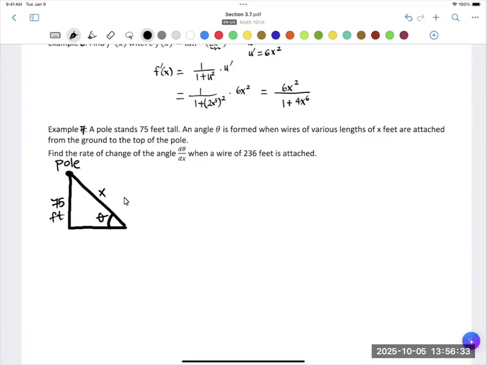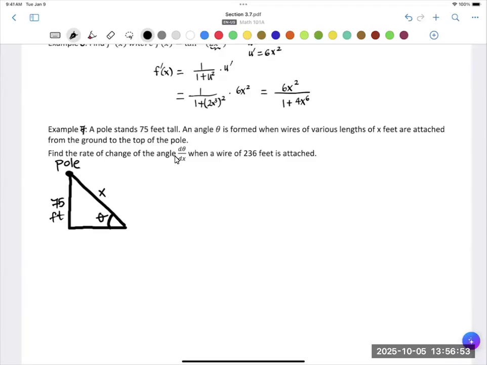Okay, so I draw the pole. So the pole is right here, 75 feet tall. And then the angle formed by the wire and the ground. So the wire x and the ground theta. So this is the angle theta. So we want to find the rate of change of the angle.